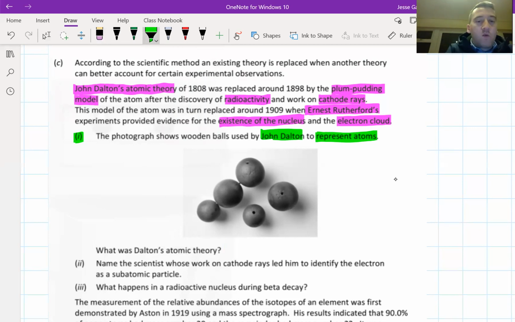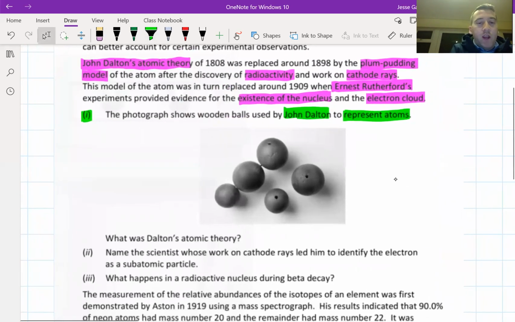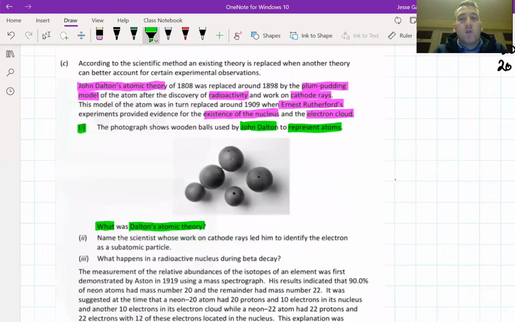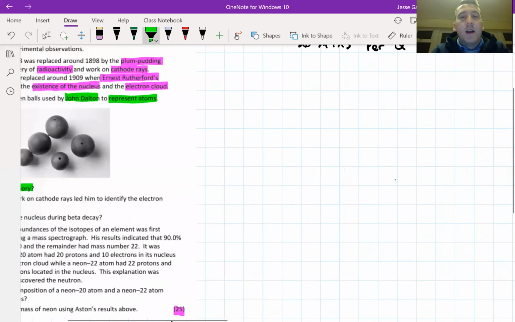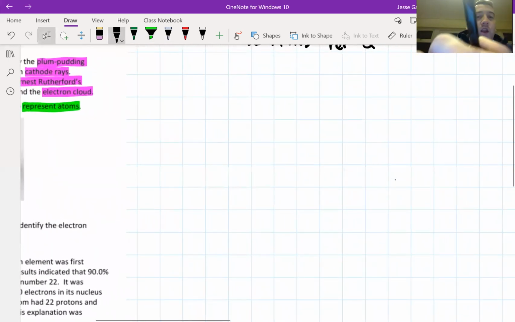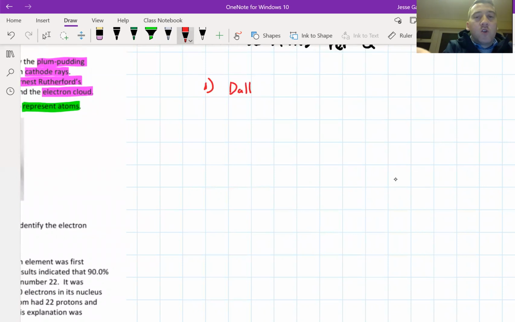When we're interpreting a question, it's really important that we read what it's asking us to do. So it's asking us to say what Dalton's atomic theory was. So we're going to go ahead over here now and start answering this. It's really good to get in the habit of keeping your question organized. So this was part one. It was Dalton's theory.